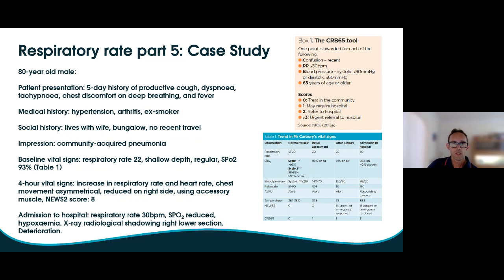His chest movement was asymmetrical, with reduced movement on the right side, and again he was answering questions in short sentences. He was using his accessory muscles to help relieve his respiratory muscles and increase inspiratory capacity. These changes in his vital signs indicated that Mr. Carberry was starting to meet the high risk criteria, scoring 8.